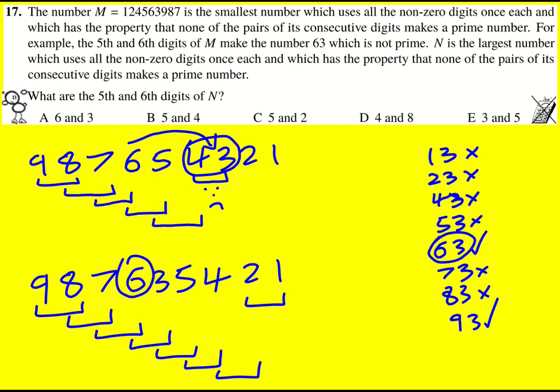So what are the 5th and 6th digits? It's going to be 3 and 5. So an answer of E.